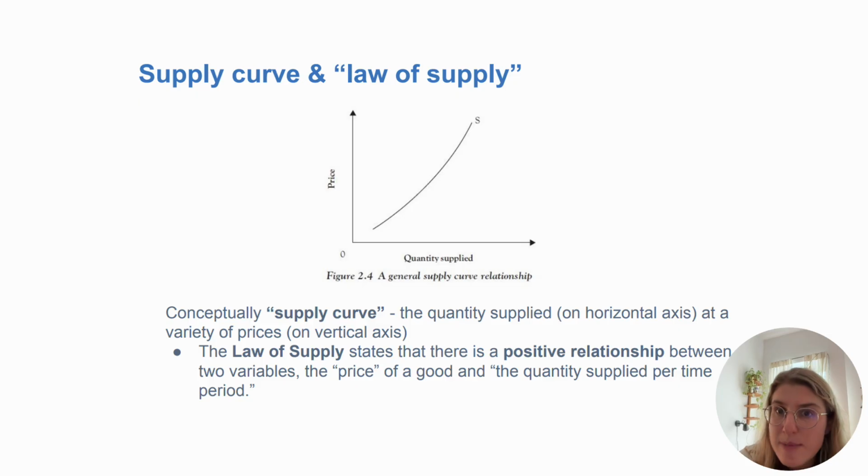So unlike the demand curve, which slopes downwards, the supply curve slopes upwards. And that upward slope captures this basic idea: higher prices motivate producers to bring more goods to the market. So at higher prices, we see more goods supplied than at lower prices.